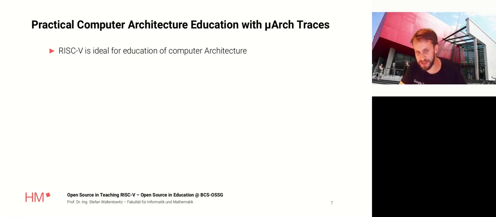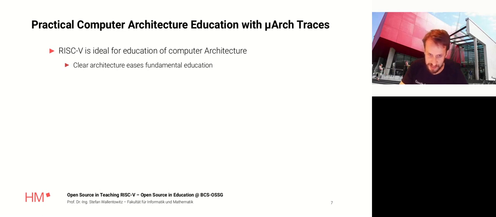Obviously, there's also an advertisement call for RISC-V. By nature, it's developed by a team that also includes Dave Patterson. I think it's pretty straightforward to assume that it's good for teaching computer architecture. It has a very clear architecture and it eases the fundamental education. So it's very simple to talk about the advantages of not having state between instructions that is not encoded in the ISA, for example, if you use RISC-V, and then talk about the advantages of out-of-order processing without talking about condition codes, etc.